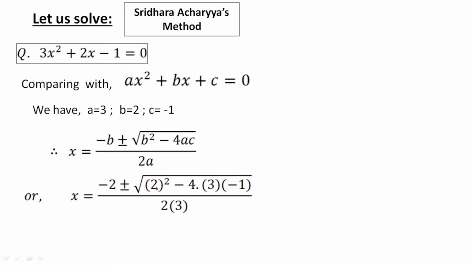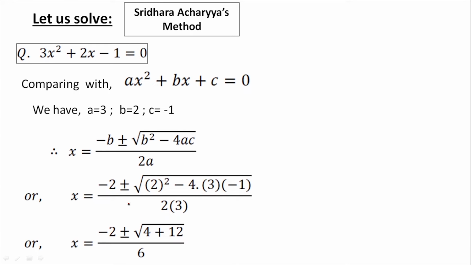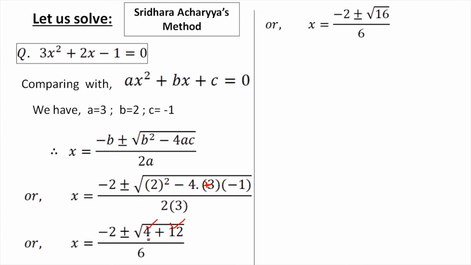Okay, now after solving this, what we get is 2 square is 4, and 4 into 3 is 12, into 1 is 12. Minus into plus is minus, and minus into minus is plus. Whenever we multiply numbers, we multiply their signs also, so we get plus 12. Now what is 4 plus 12? It is 16. So minus 2 plus minus under root 16.